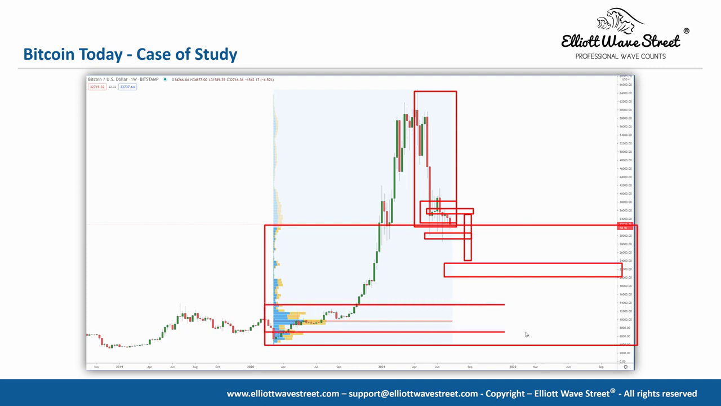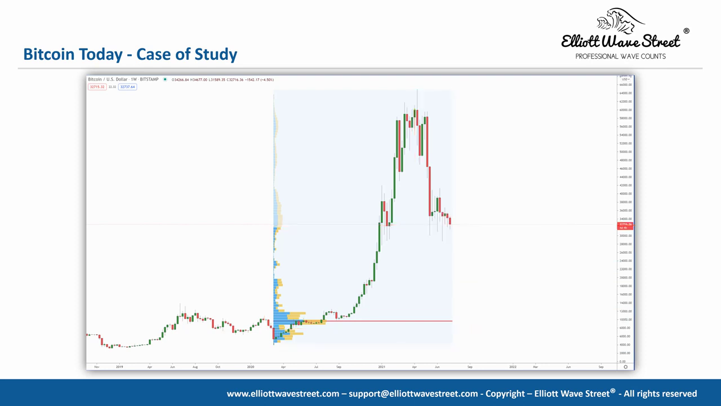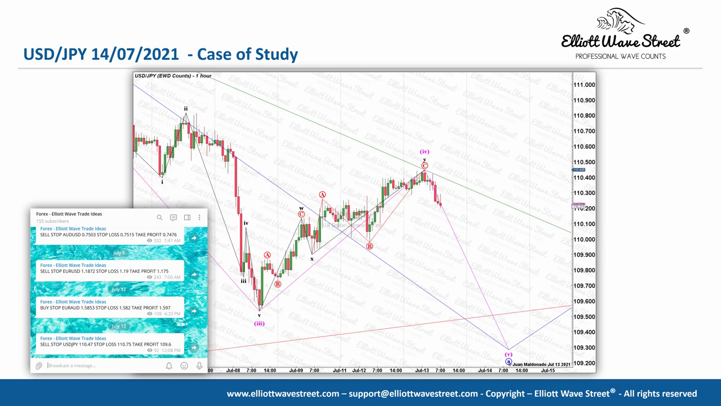Look at the point of control right here. So it can actually revisit the point of control. And if it goes there, and if we have a reversal at that area, it could be interesting. Yeah, poor people. Well, hope they can recover.